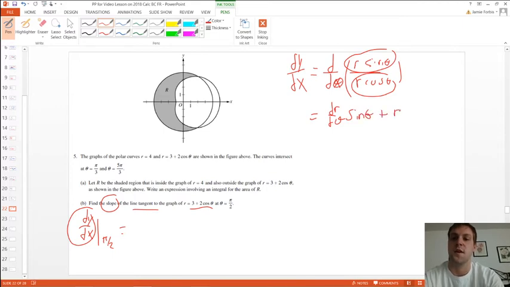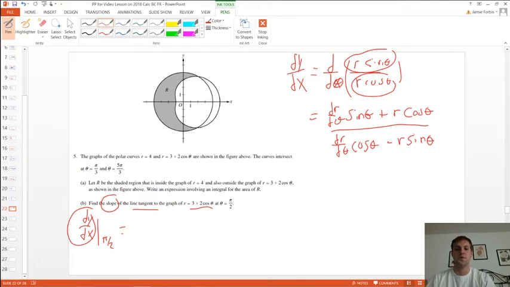Plus, keep the first the same. And the derivative of sine is cosine. The derivative of r cosine theta is going to be dr over d theta, keep the second the same, plus, keep the first the same, and the derivative of cosine is negative sine of theta. And when we learned the derivative of polar, this is what we learned.